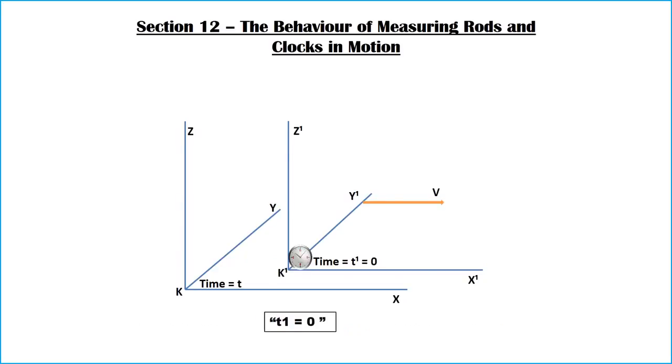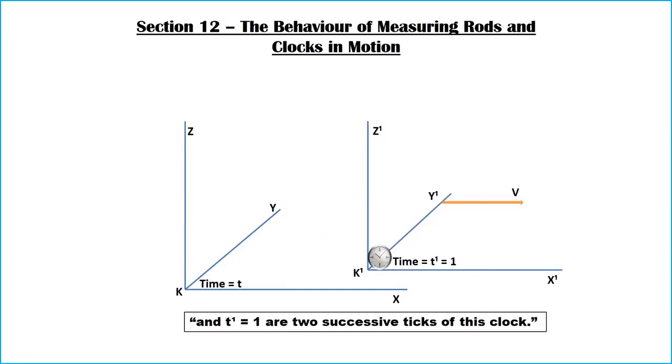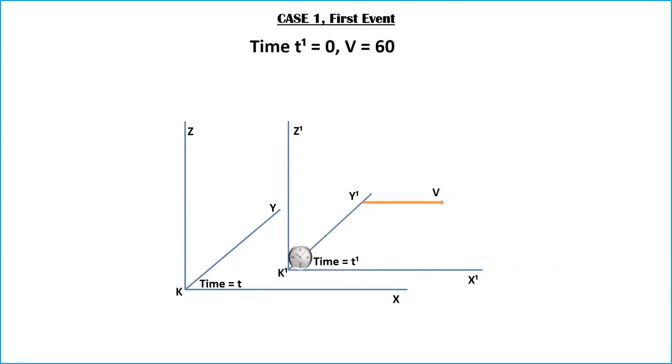He then states that t1 equals 0 and t1 equals 1 are two successive ticks of this clock, so that the elapsed time between these two events, as judged from the k1 moving coordinate system, is 1 second. He now asks us what is the elapsed time as judged from the stationary k coordinate system. We will now answer that question.